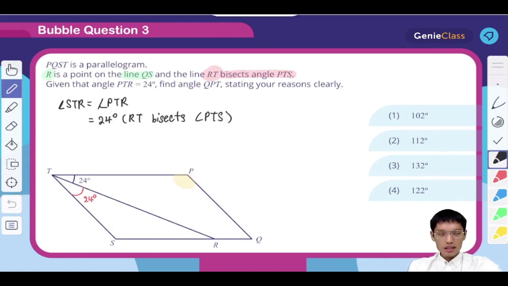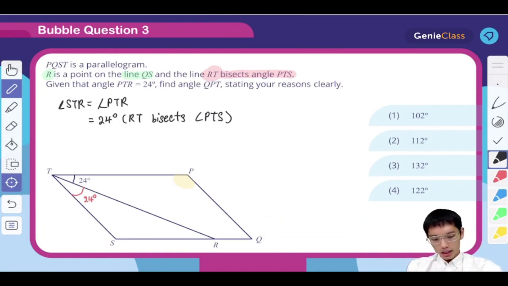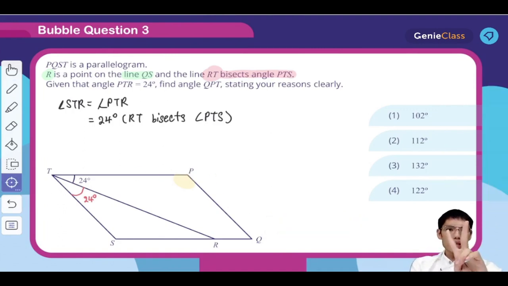Because if you write PTS, what is it? Is it a triangle? Is it an angle? Very, very important over here. So what happens is this. Now, I want to find this angle QPT. There might be two ways.